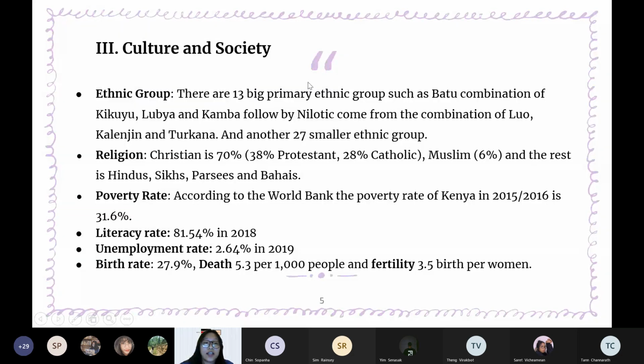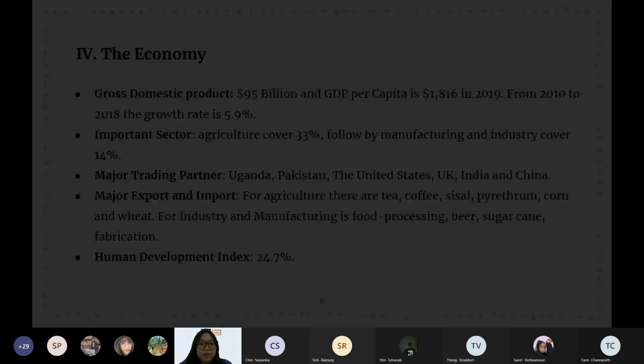The next one is the culture and society. In terms of ethnic groups, there are 13 big ethnic groups and another 27 smaller ethnic groups, while religion consists of Christians, Protestant, Catholic, Muslim, and the rest are Hindus. The poverty rate is 31.6%. Literacy rate is 81.54% in 2018. Unemployment rate is 2.64% in 2019, and birth rate is 27.9, with a death rate of 5.3 per thousand people. And fertility rate is 3.5 births per woman.